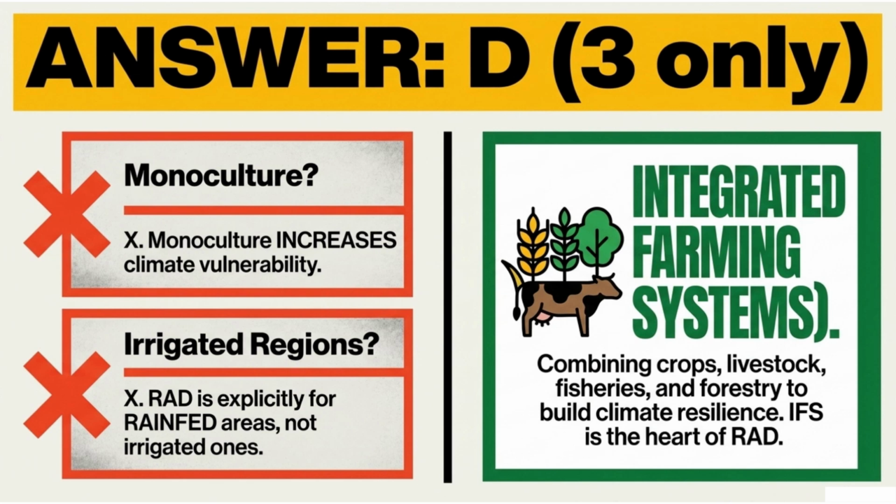The Rain-Fed Area Development Program under NMSA promotes integrated farming systems, combining crops, livestock, fisheries, forestry, and other activities to enhance productivity, build climate resilience, and diversify livelihoods for farmers in rain-fed regions. IFS is the heart of RAD.